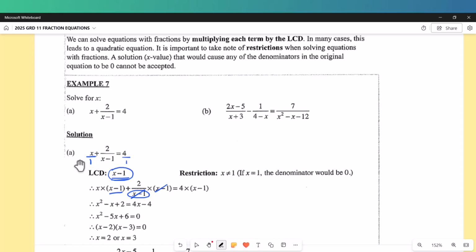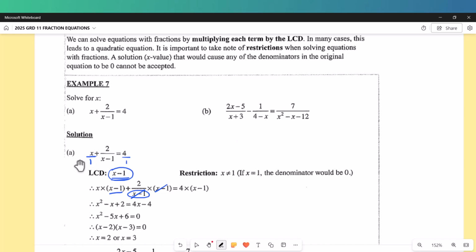So now, what is x times x? I get x squared. x times negative 1, I get negative x, okay? Then this is plus 2. This equals 4 into x minus 1. What is 4 times x? I get 4x. 4 times negative 1, I get negative 4. So calculate like terms here. x squared does not have a like term. Now this 4x positive becomes negative, so negative x minus 4x gives us negative 5x. And then plus 6 equals 0, because the 4 becomes positive, to give us 6 here.